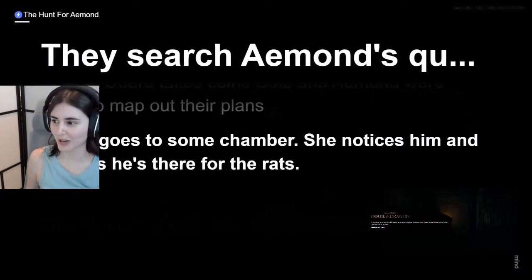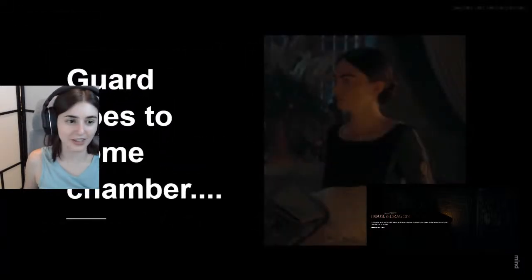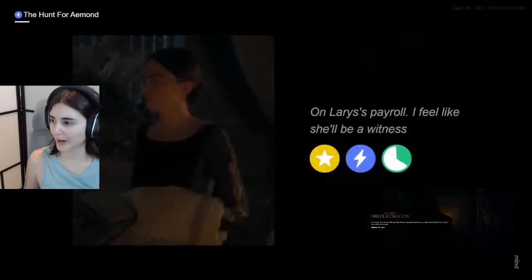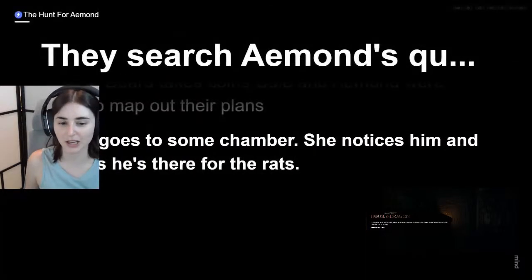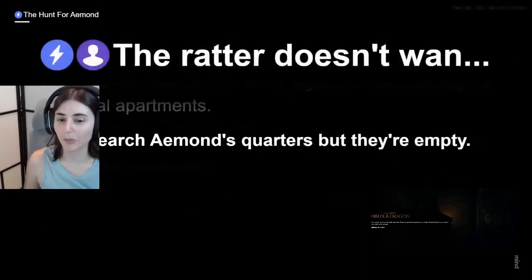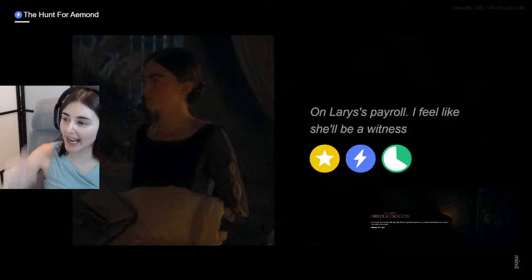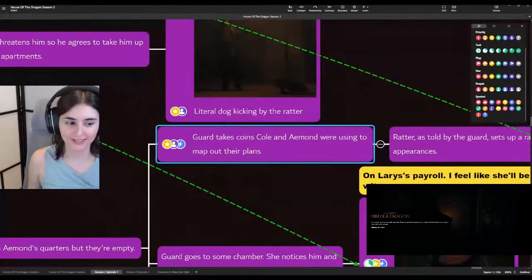God goes to the Sun's chamber. She notices him, and he's there for the rats. That's the one! Eyebrows McGee! On Laris's payroll. I feel like she'll be a witness. But it's okay, she actually doesn't really. She's only going to become something later. But boys, when Eyebrows McGee makes her way back into the show, we can link it. Okay?